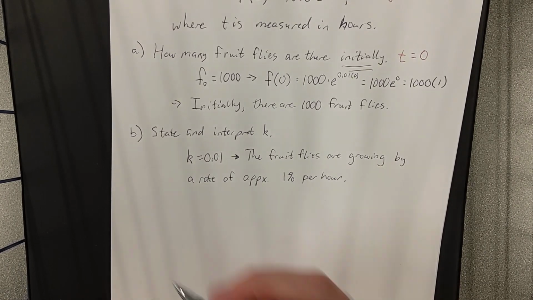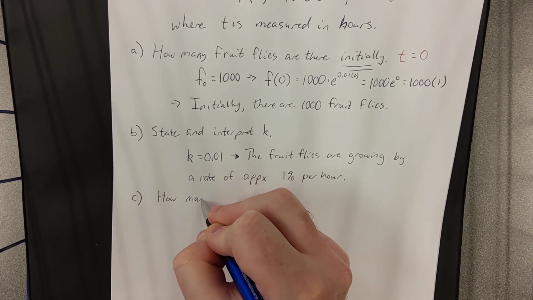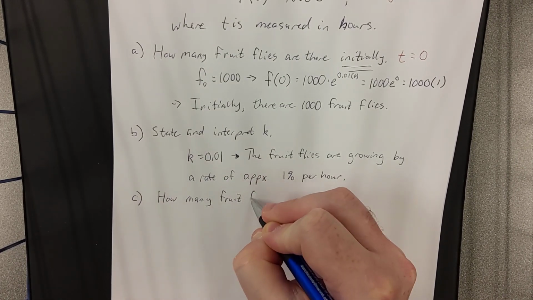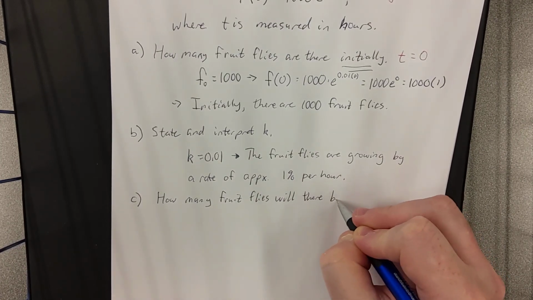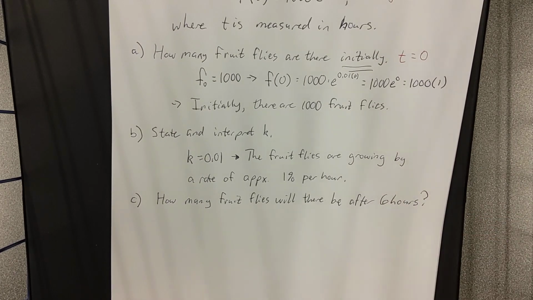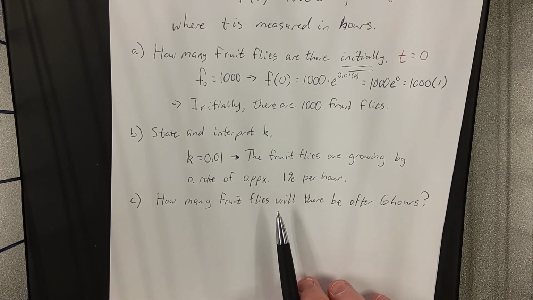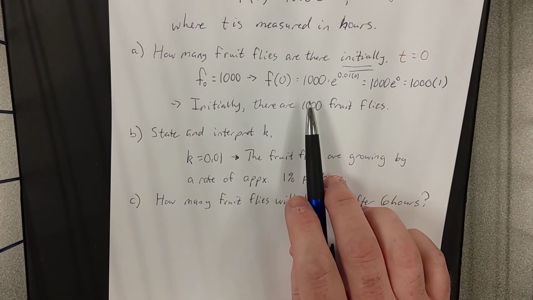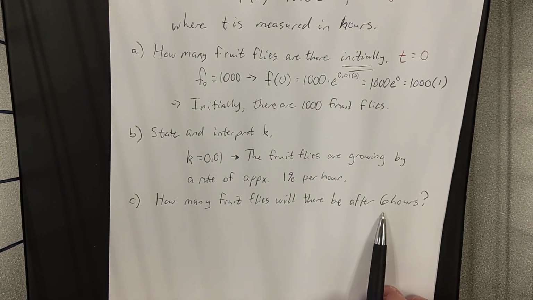Now let's see if we can legitimize that. How many fruit flies will there be after 6 hours? Now, based on what we just said in part B, one of the things that we could anticipate here is the fact that it's growing at 1% per hour. Initially, there are 1000, and 1% of 1000 is 10. So we could say that this is probably going to grow by about 10 fruit flies per hour.